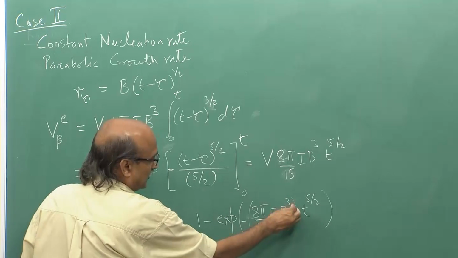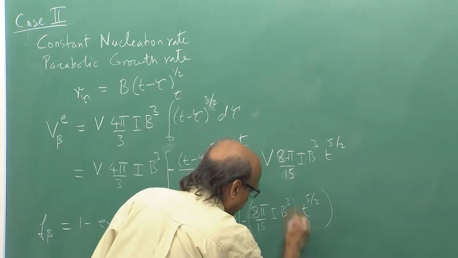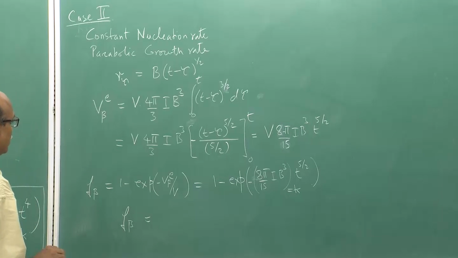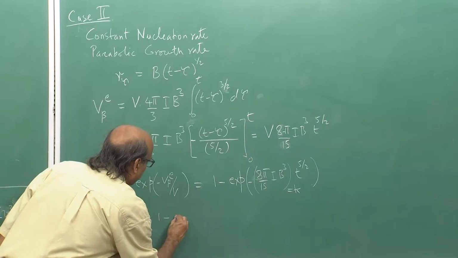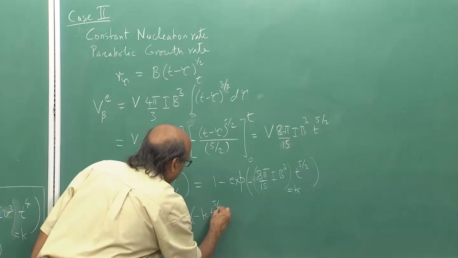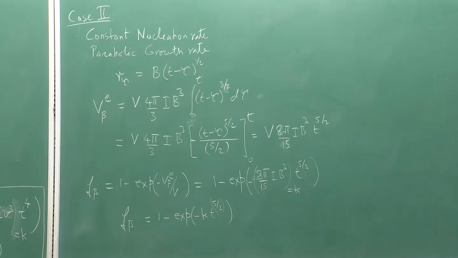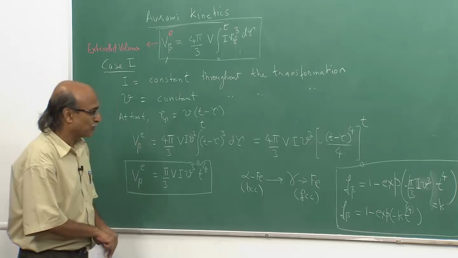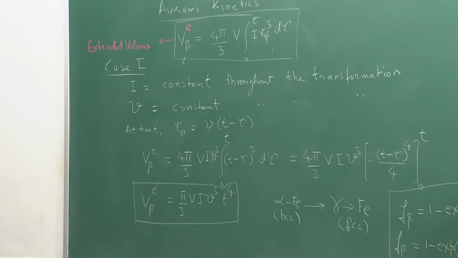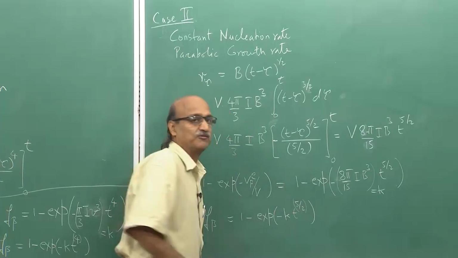The terms in this are all constant: b is a constant, I is a constant, and if I call this parameter k, then the fraction beta transformed for this particular situation of parabolic growth, f beta, is given by 1 minus exponential minus k t to power 5 by 2. So, here you note the exponent. In the previous case of constant nucleation rate and constant growth, we had an exponent of 4. In the situation where we had a constant nucleation rate but a parabolic growth, the exponent is not 4 but it is 5 by 2.